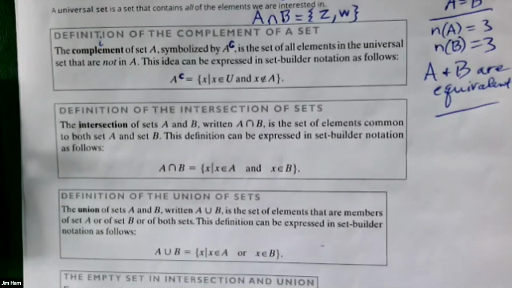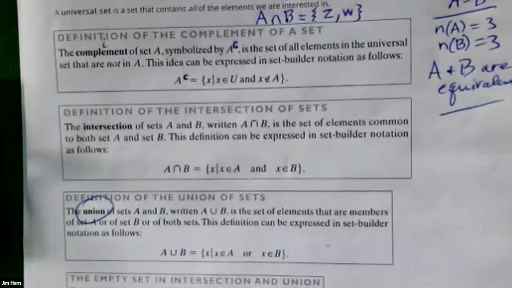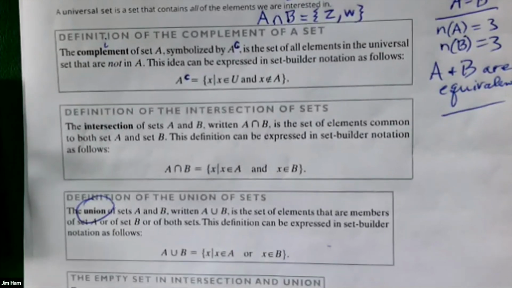The next operation, remember, plus, times, minus, divide with numbers. Sets have operations too. Complement, intersection, and this third one, which is union. A union. And a union is like you're going to take all the elements in one set and all of the elements in the other set and just combine them together. And the last thing that's optional is to get rid of the duplicates.